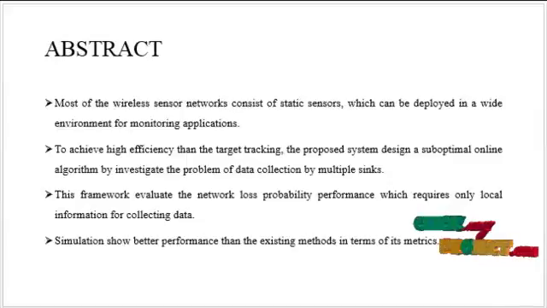In this project, we investigate the problem of data collection by multiple sinks and design a suboptimal online algorithm via a primal dual approach, requiring very little prior information. We theoretically derive the competitive ratio of the online algorithm and further improve it by finding the optimal sink location with an approximation ratio. We also analyze the computational complexity of the improved approach.